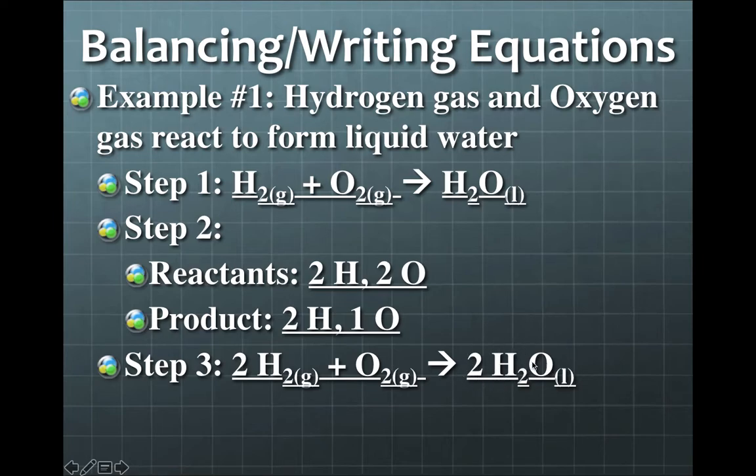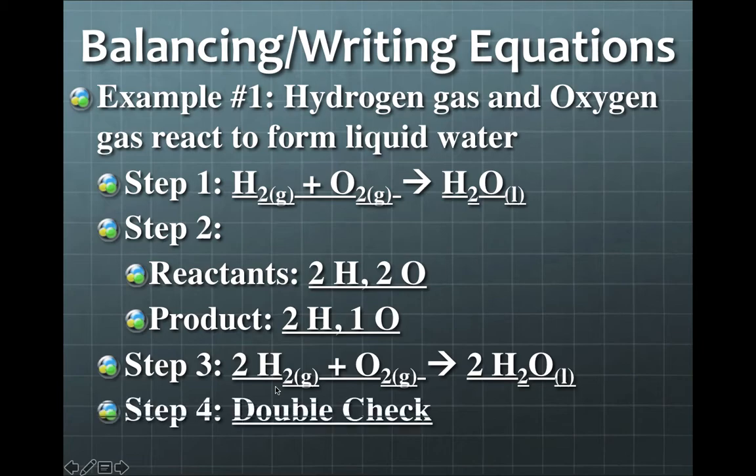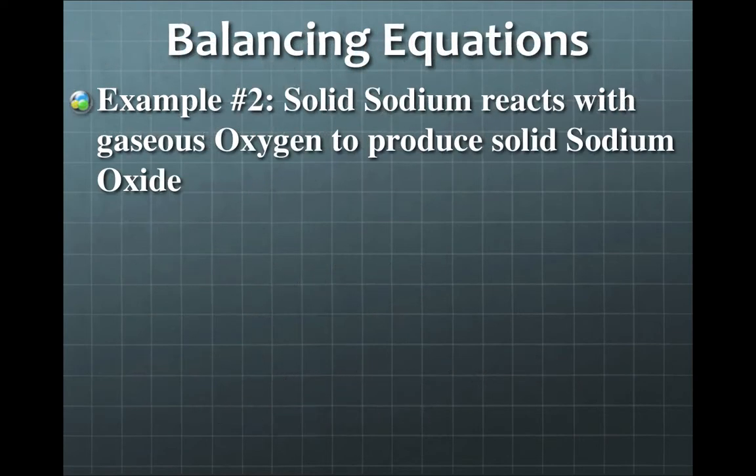However, now I have 4 hydrogens on the right and only 2 on the left. So to make it so I have 4 on the left as well, I had to add a 2 in front of the hydrogen. So this is my double check step. I have 4 hydrogens on the left, 4 hydrogens on the right, 2 oxygens on the left, 2 on the right. Okay, so everything is balanced. I'm good.